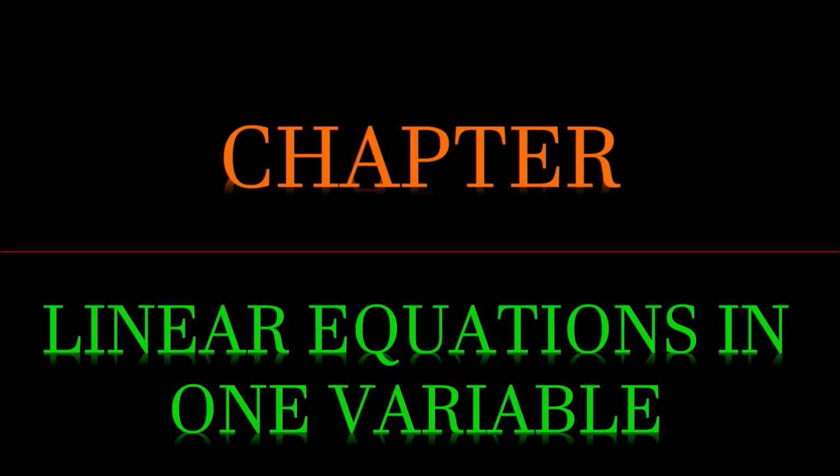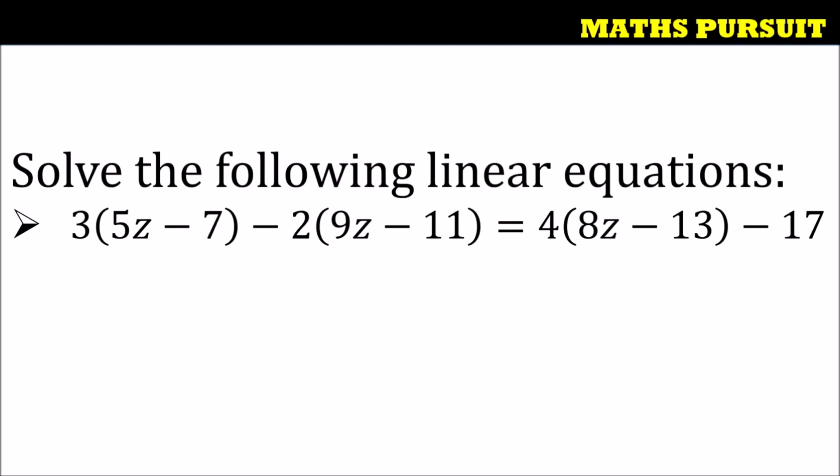Today we will look into the questions from the chapter called Linear Equations in One Variable. The given question is: solve the following linear equation, and the given equation is 3 into (5z minus 7) minus 2 into (9z minus 11) is equal to 4 into (8z minus 13) minus 17. So guys, let us see how we can solve this given linear equation.